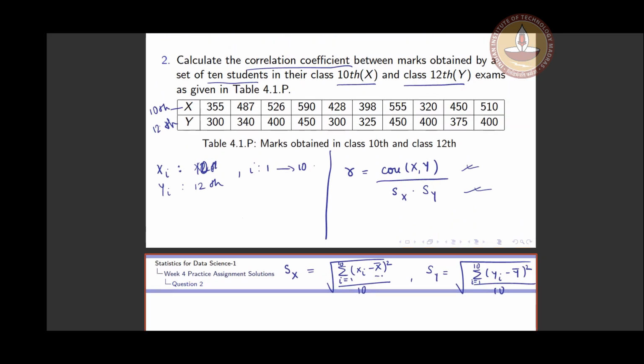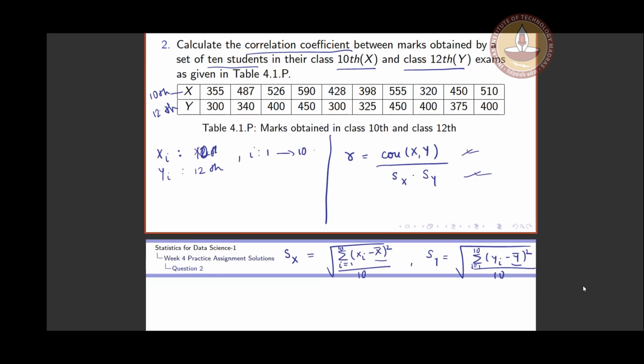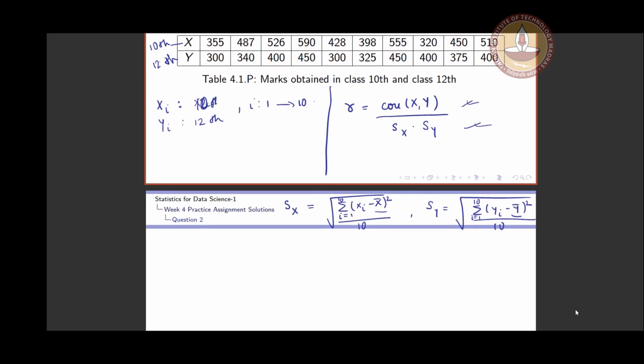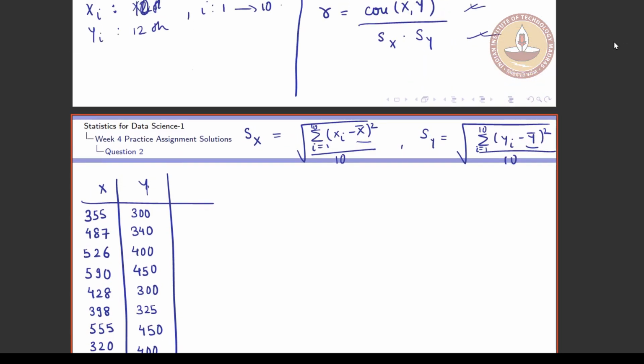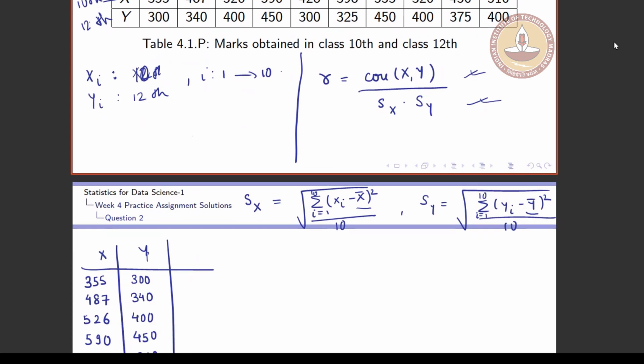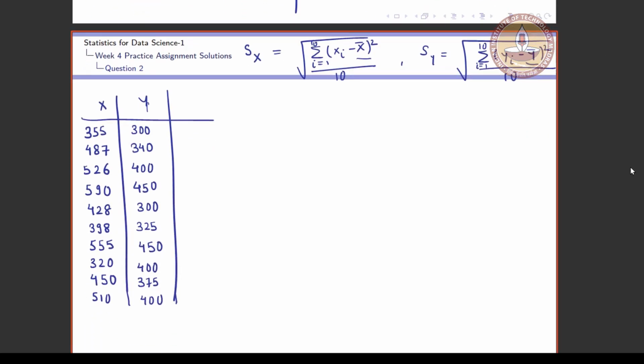In order to find the standard deviation, we need to find the mean for the marks obtained by students in class 10th and in class 12th. Let's calculate that. So this is our x, this is our y. Let's calculate the mean marks for the students in class 10th and class 12th.